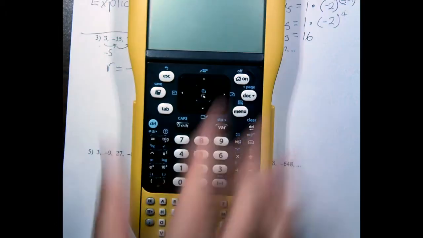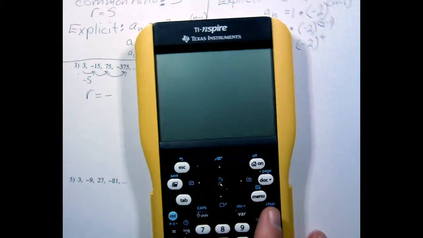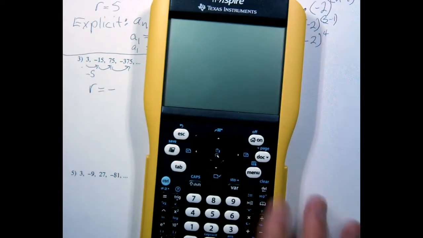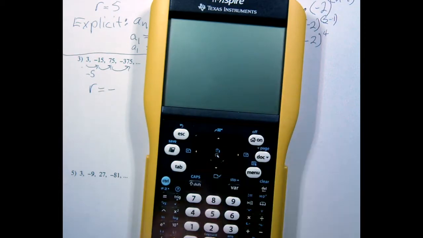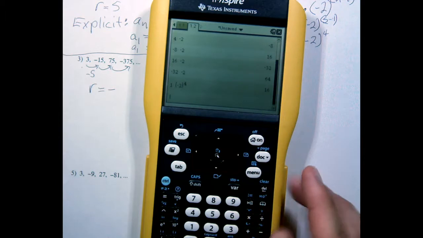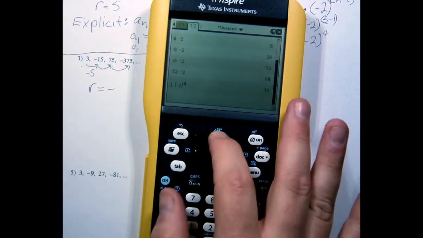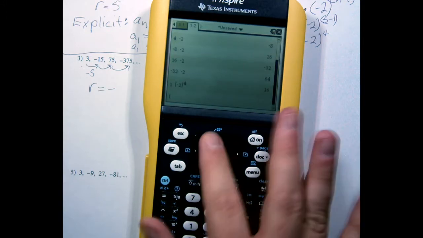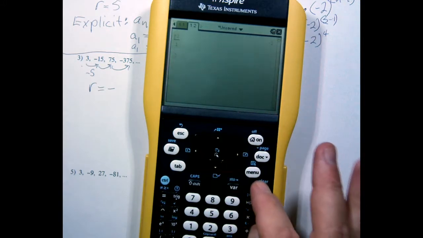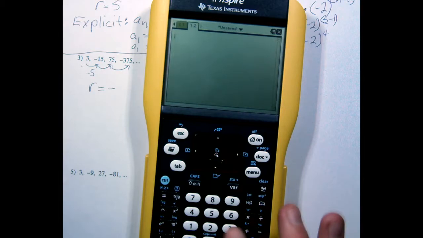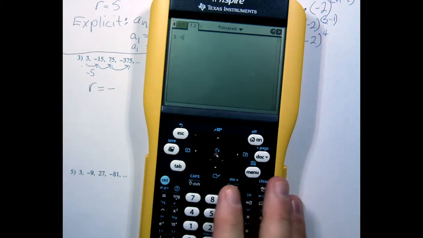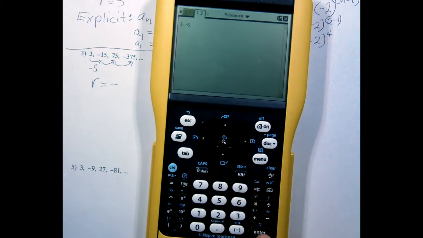Let's double check though. When we did problem 1, it's the same numbers except that their signs didn't alternate. So now I'm going to try and double check that on my calculator. I'm going to start off with the first term, which is 3 times -5. Okay? I'm going to hit enter. Sure enough, I get -15.